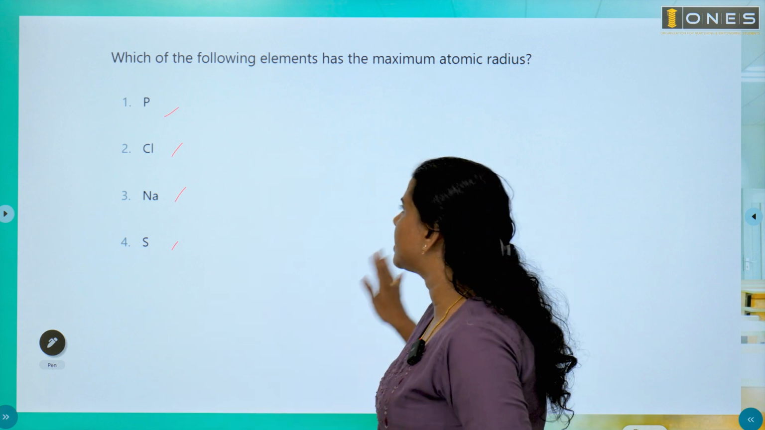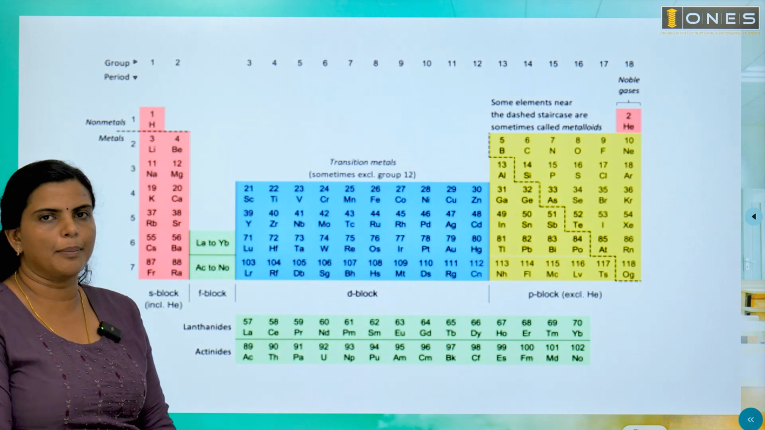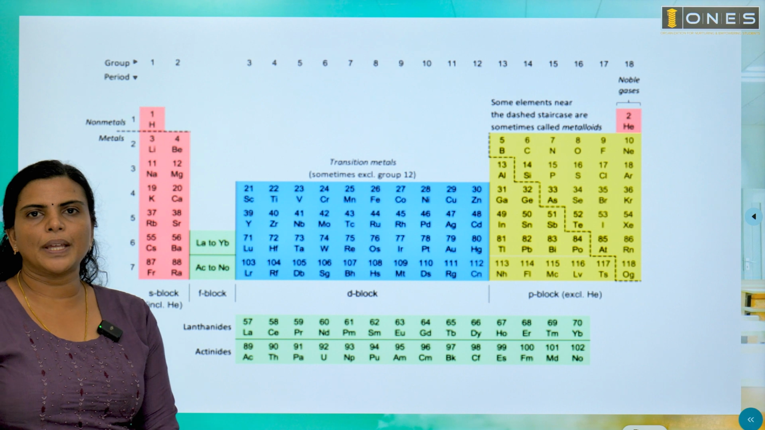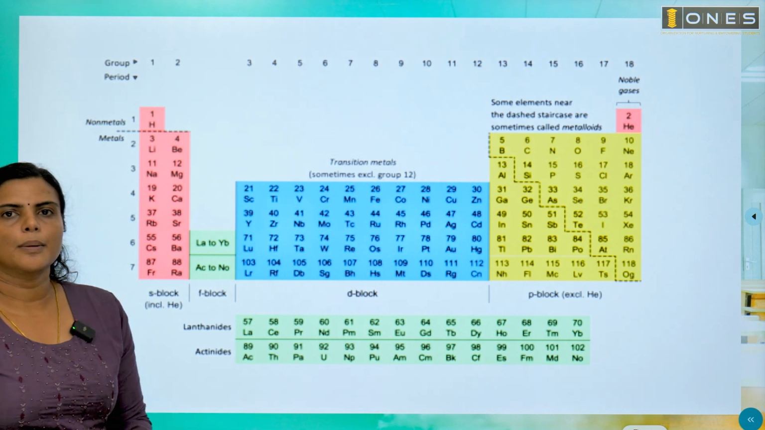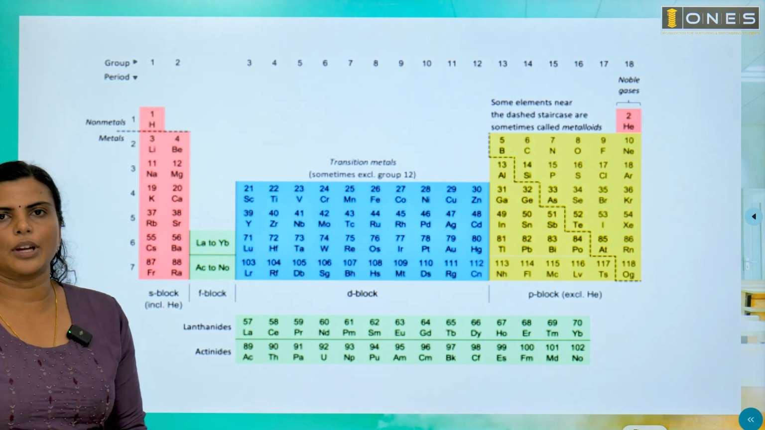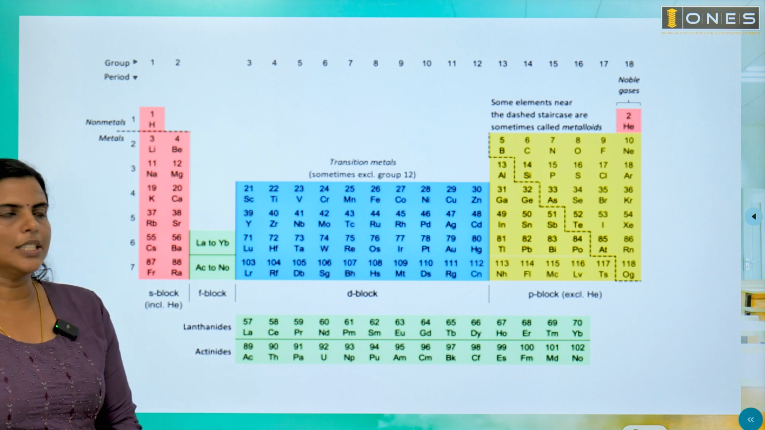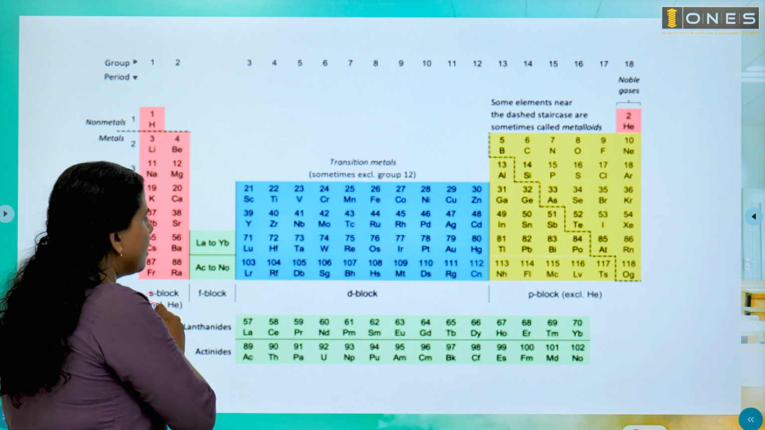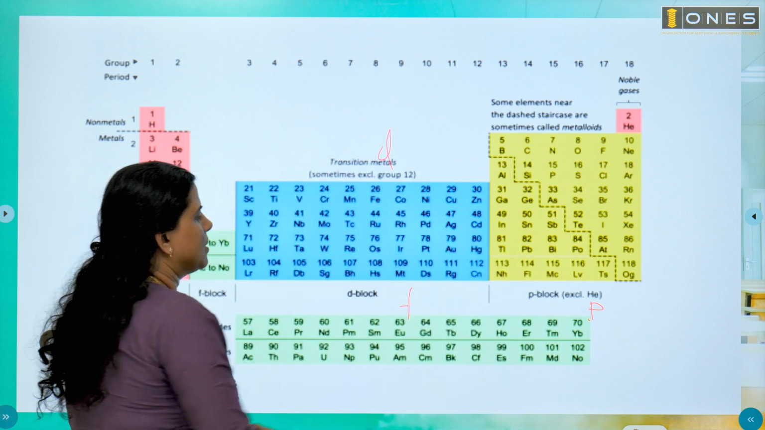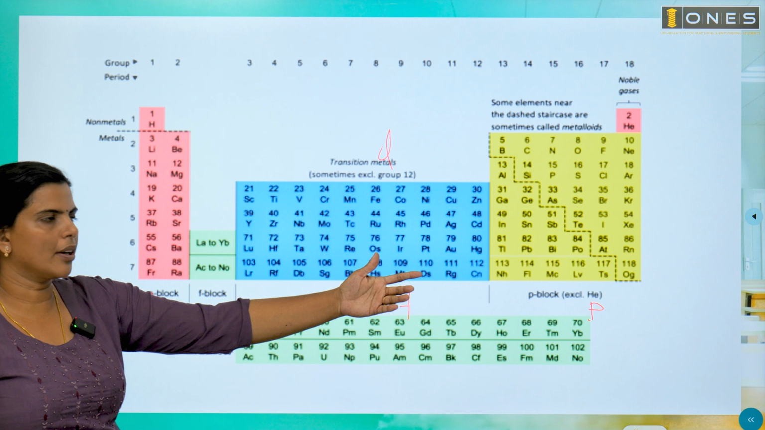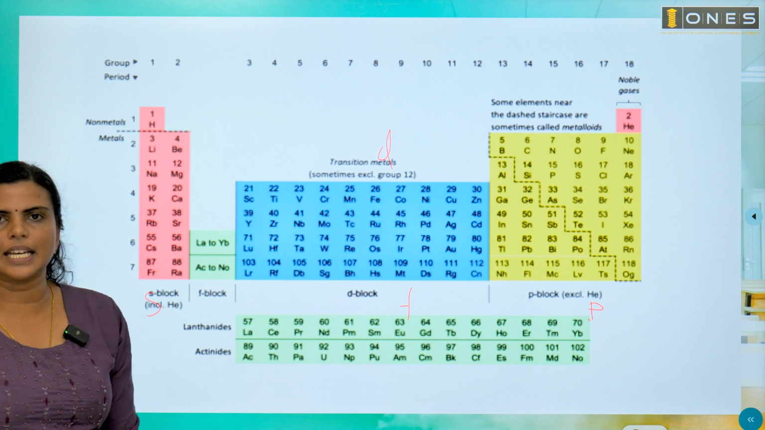So before going to the answer, let us see how the modern periodic table looks. There are 7 periods or 7 rows and 18 columns or 18 groups. That is how the elements are arranged, according to their similarities and properties. There are S block elements, P block elements, D block elements and F block elements. The metals, the P block with metalloids and non-metals, the transition elements, and these are lanthanides and actinides.